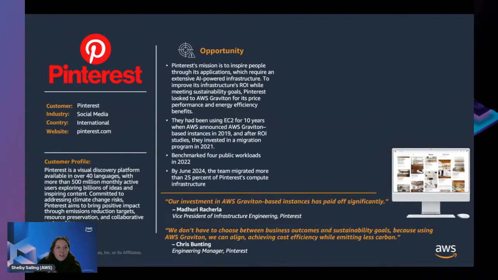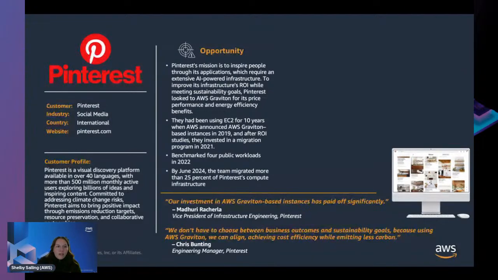So Pinterest's mission is to inspire people through its applications. For me, in my case, to inspire my dinner journey, and it requires an extensive AI-powered infrastructure. So to improve their infrastructure's ROI while meeting sustainability goals, which they're very passionate about at Pinterest, they looked at AWS Graviton for its price performance and energy efficiency benefits. They've been using EC2 for about 10 years. So Pinterest has run on Amazon for a long time.